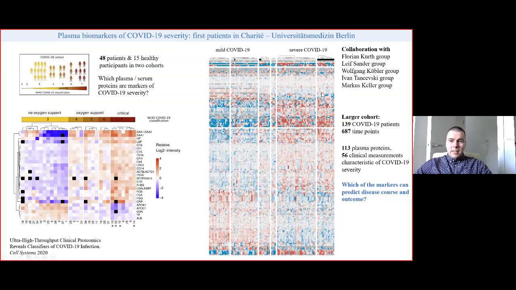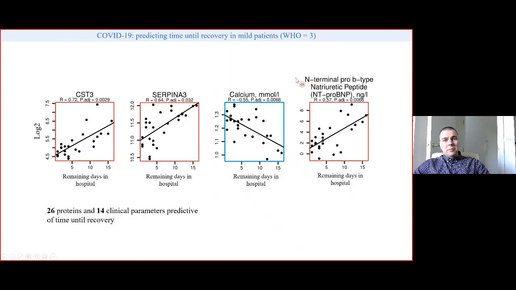So the question is, all this is great, we're able to characterize the phenotype, but can we predict what's going to happen in the future based on these proteins and clinical values? This is what we investigated next, and the size of the cohort allowed us to do that. This can be tested in multiple ways, and we started by looking at mild coronavirus patients, WHO 3, with no extra oxygen support, and we tried to predict how long they will take to recover based on their proteomes. As a proxy for this, we're using the number of days in hospital remaining since the proteomic sample was taken. And indeed, we're able to do that.